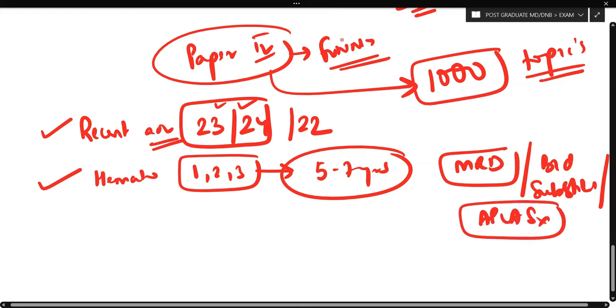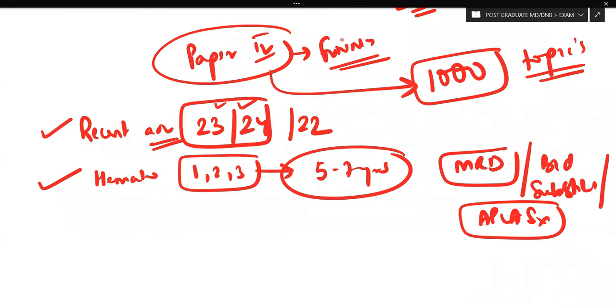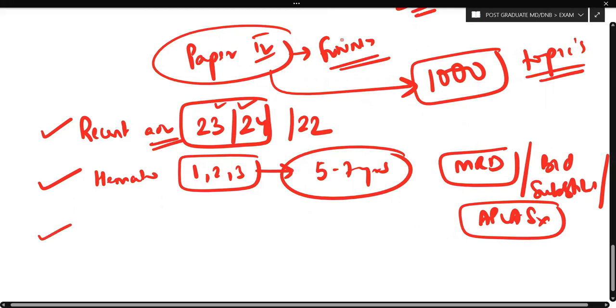It also comes. Now, APLA syndrome I have already covered in general pathology in detail, and all the recent advances have also been included there. So you can go about that over there. I'm just giving you a fair bit of an idea. Apart from this, they can ask you questions from papers 1, 2, 3. Paper 1, 2, 3 can be asked in paper number 4 also, and vice versa. Anywhere it can be asked.